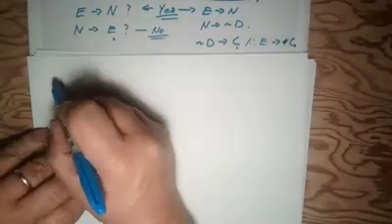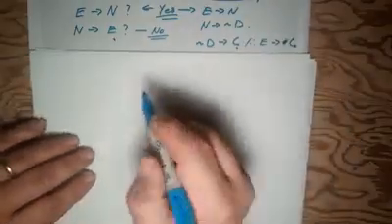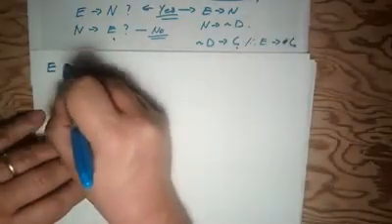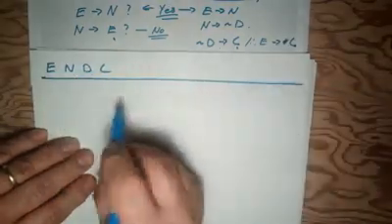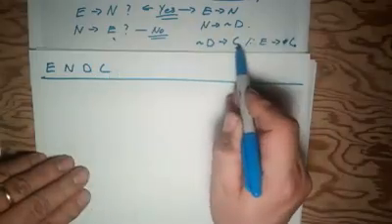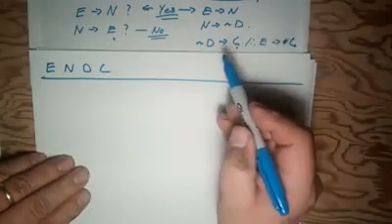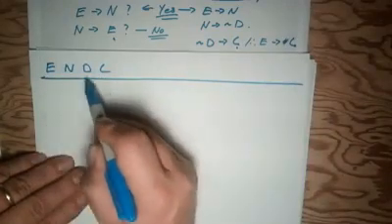So we've got E, N, D, and C, 4 variables. I usually put them down in the order in which they appear in the argument. This order is random.